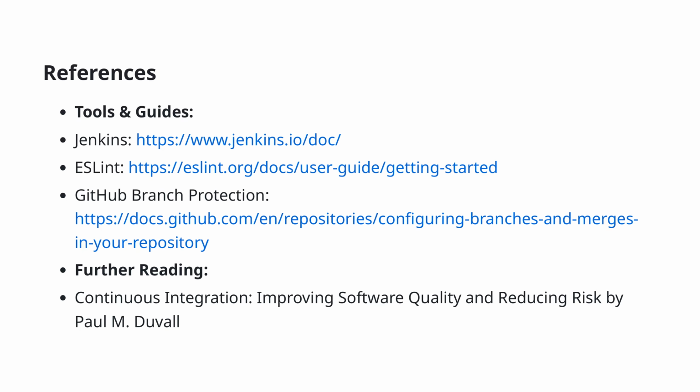Here are some valuable references to help solidify your understanding of the concepts we've covered. Firstly, for continuous integration and continuous deployment, CI/CD, Jenkins is a cornerstone tool, and you can find detailed documentation at the Jenkins website. Additionally, when it comes to ensuring your code quality, ESLint provides robust linting capabilities for JavaScript, and you can get started with their user guide readily available online. For managing your code repositories securely, GitHub branch protection is a critical feature. The GitHub documentation will guide you through configuring branches and merges in your repository to maintain code integrity.